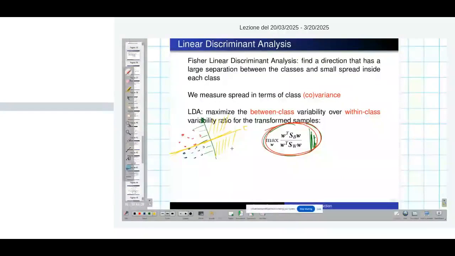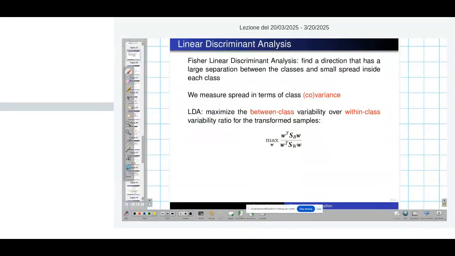The idea here is we want to have a direction over which the class means are far compared to how scattered, how distant, the points of each class are from the corresponding class mean. So the ratio is large if the classes are far and the points inside each class are close to the corresponding mean. That is, as we saw last time, probably a good direction for classification.